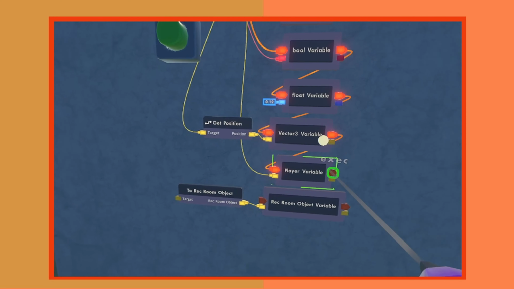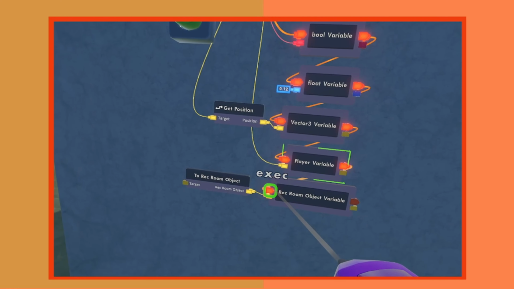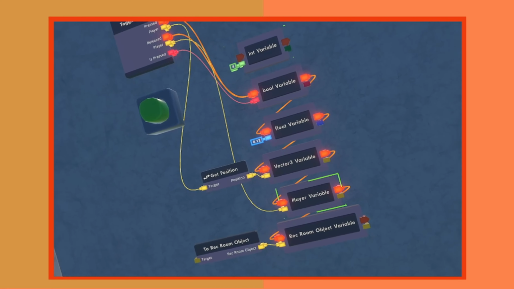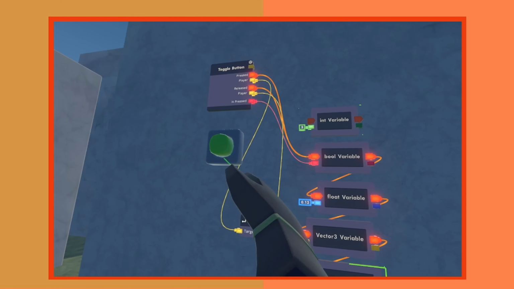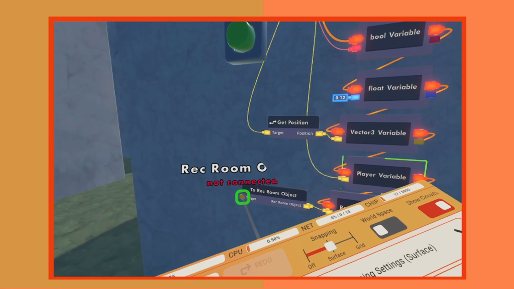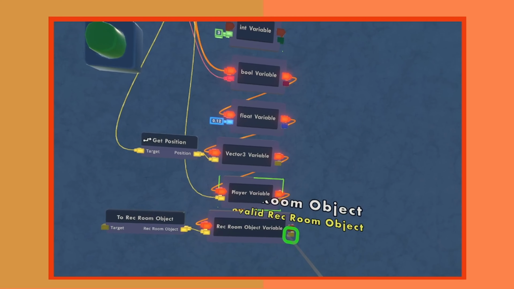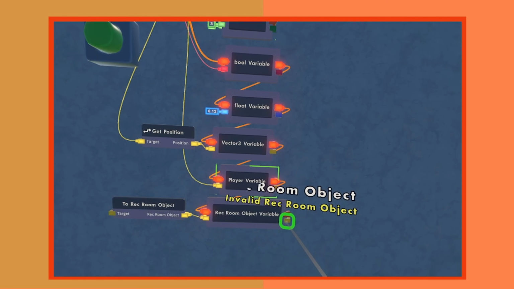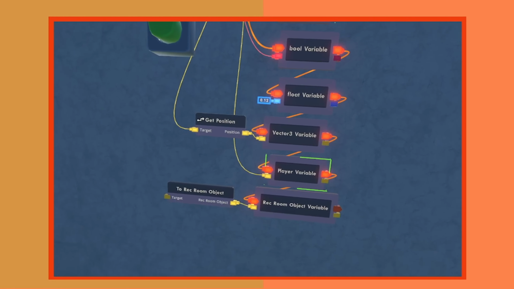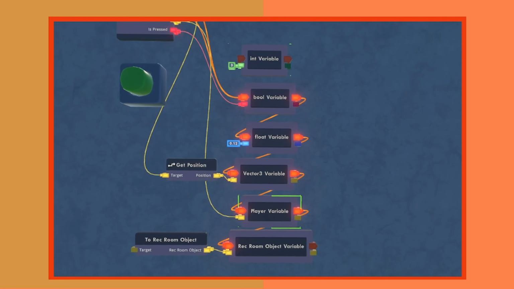And then when you give an execution, it'll turn what it could be into what it is. Obviously it's not going to work right now, and you're going to notice that because this port is not connected to anything, so this will remain an invalid Rec Room object. But if there was anything connected to it, it would set the Rec Room object variable to what it is.